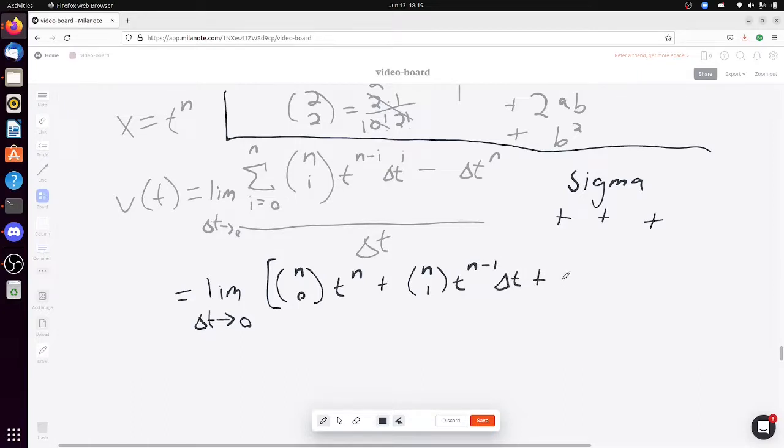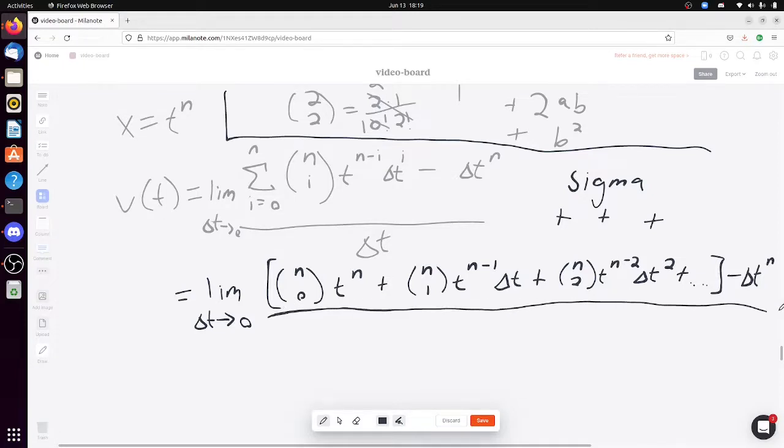And then the next term is going to look like n choose 2 t^(n-2) delta t squared. And then this will just keep going on in this series. And then remember at the end we have delta t to the nth power, not the second power. So this is basically what we have now.